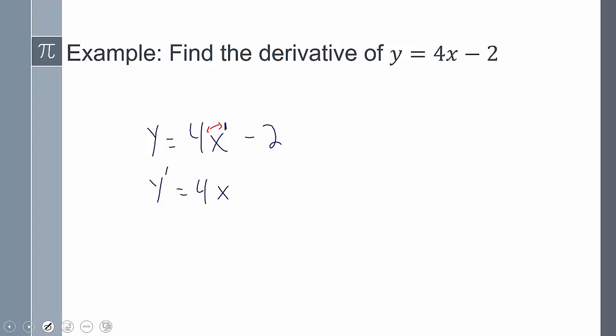Now x minus 1 is 0. Oh, sorry, the 1 minus 1 gives me the 0. And so that gives me x to the 0 power. And the derivative of negative 2 is 0. Well, anything to the 0 power is 1, and so my y prime is just 4.